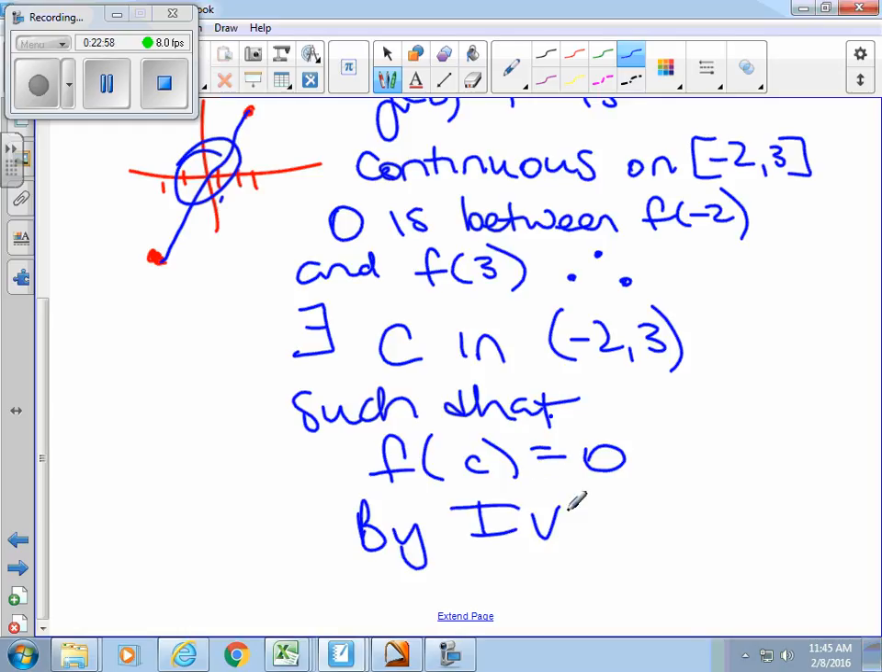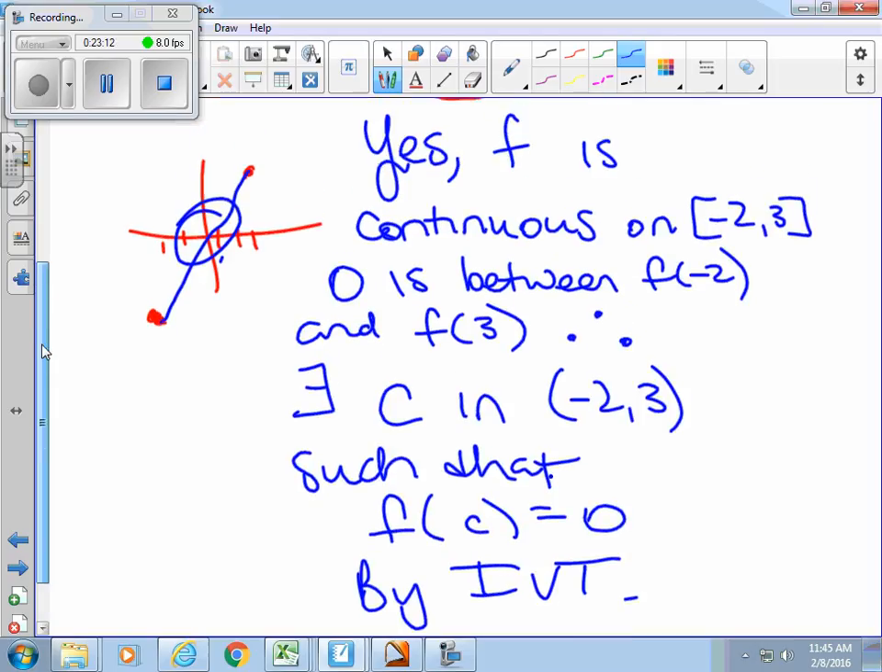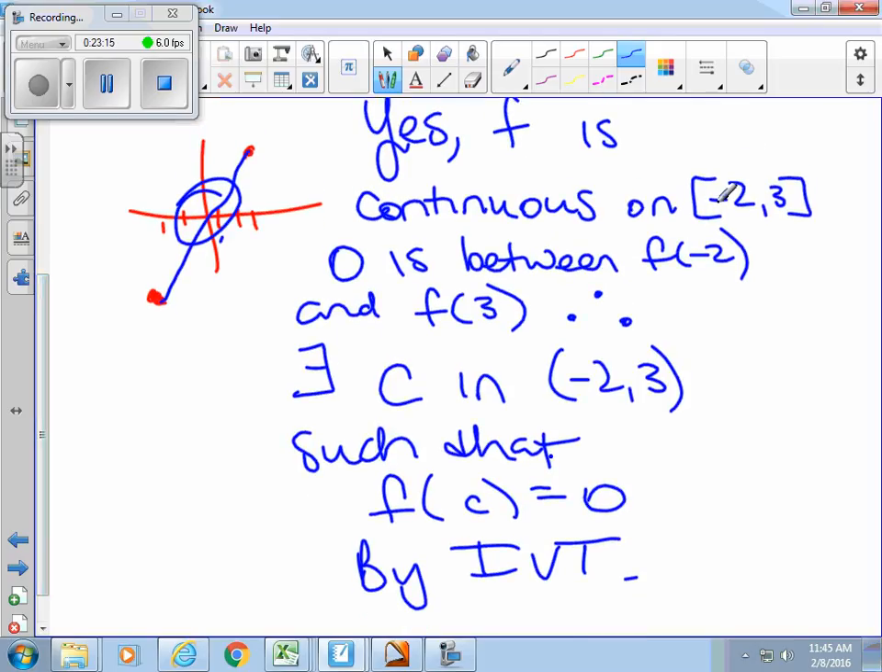By the intermediate value theorem. So how do I know? What's my justification? The intermediate value theorem. So let's read this together. Yes, f is continuous on the interval -2 to 3. 0 is between f of -2 and f of 3. Therefore, there exists a c in the interval -2 to 3 such that f of c is 0 by the intermediate value theorem. Okay, any questions?